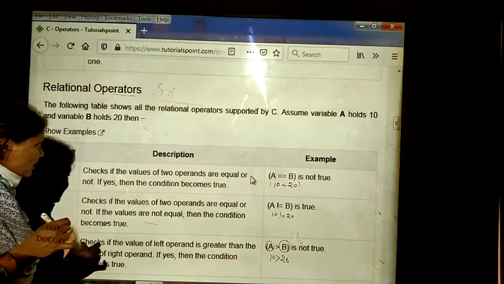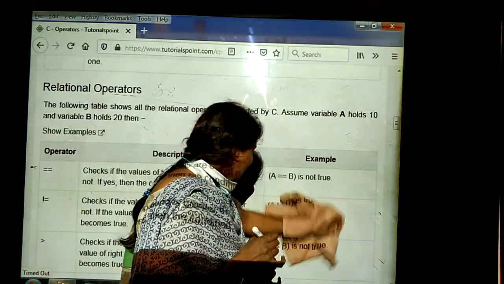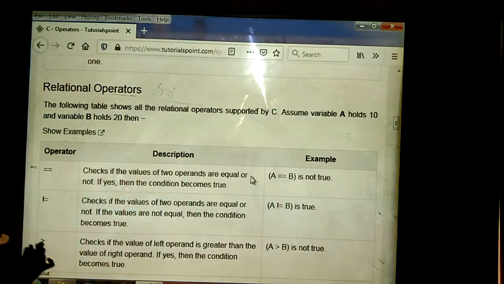Whenever we use the relational operators, we are only comparing the data. That is the use of the relational operators. In the relational operators, we have already completed equal, not equal, and greater than.